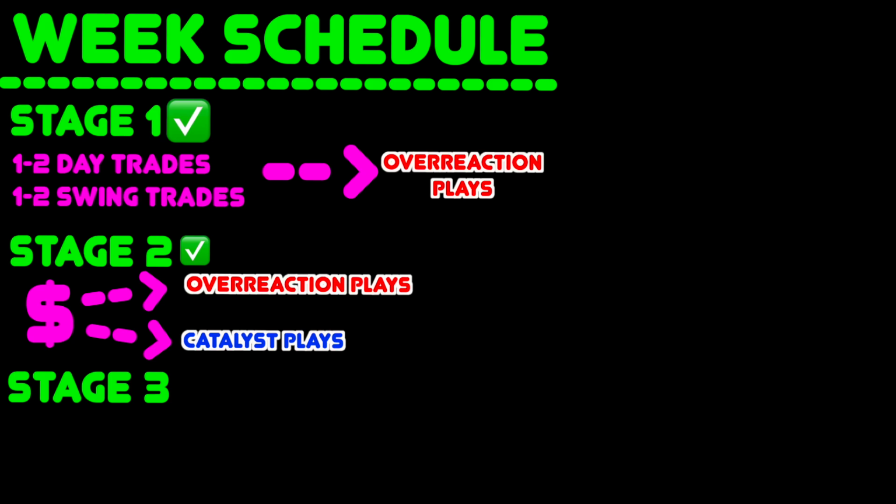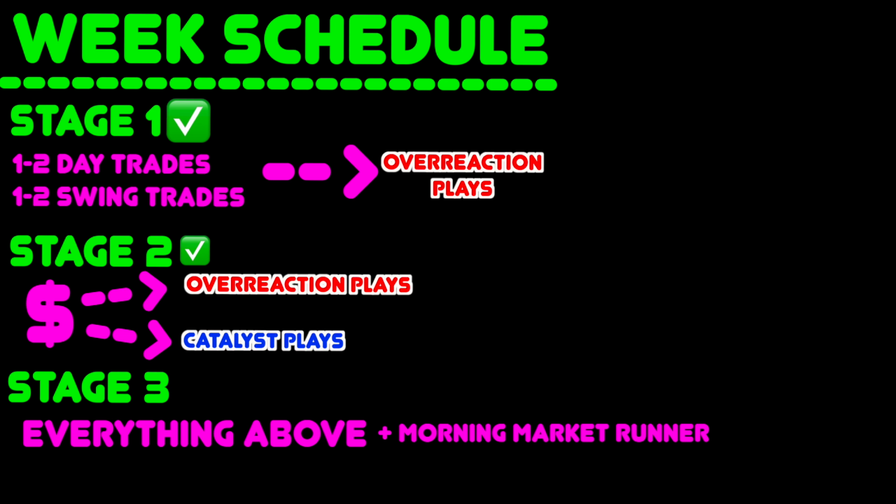Now, stage 3 is the last stage of having a small account. You won't be a youngster after this stage. At this stage, you'll be using everything that we already integrated, your overreaction plays, your catalyst plays, but you're going to be adding one more type of play, and that is your morning market runners.